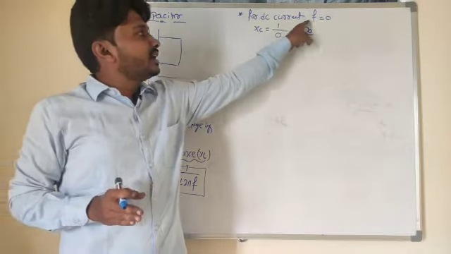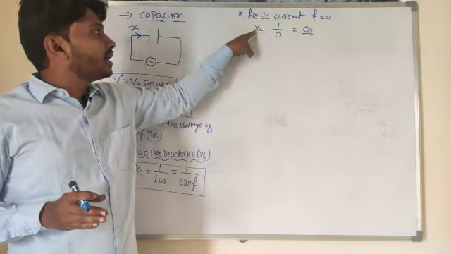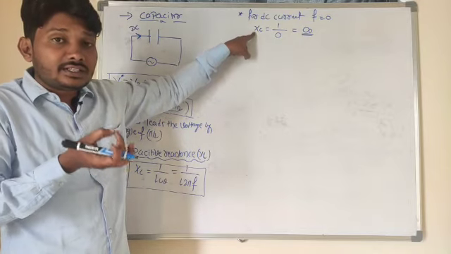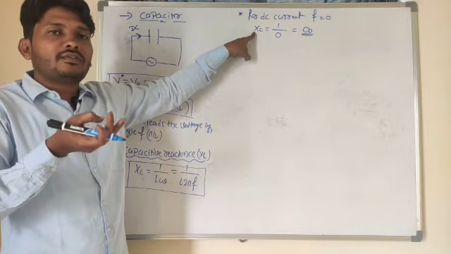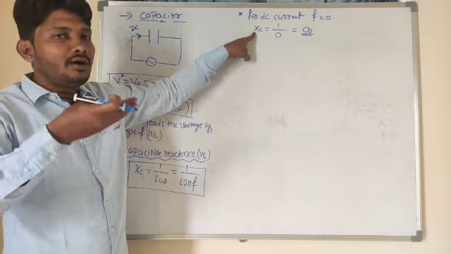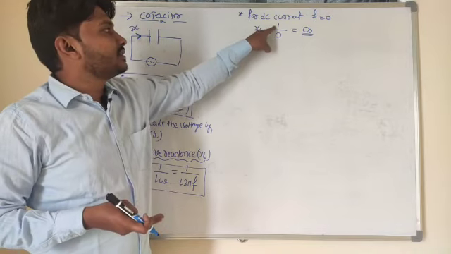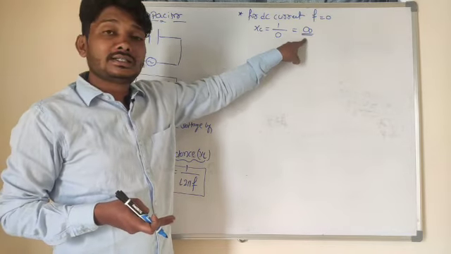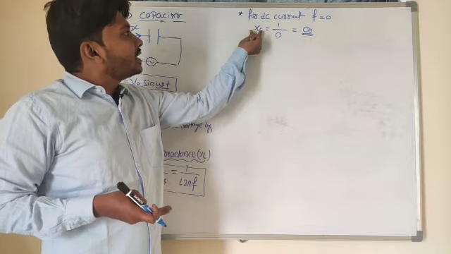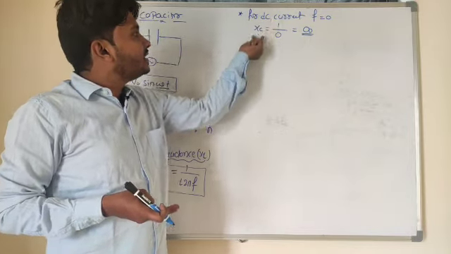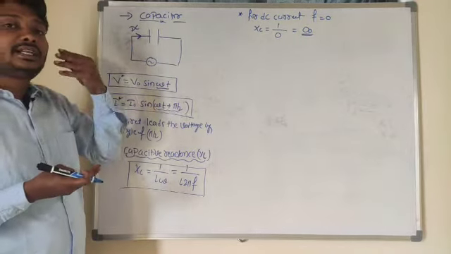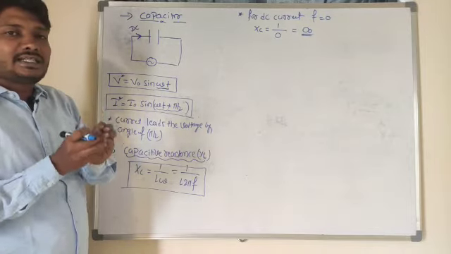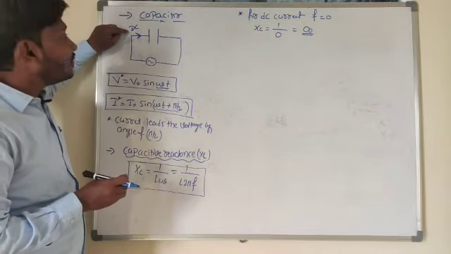So for DC current, frequency is 0, so what about the capacitive reactance? Capacitive reactance means the opposition offered by the capacitor to the flow of AC current. So X of C is equal to 1 by 0, and 1 by 0 means infinite. So the capacitive reactance for DC current is infinite. Its physical meaning is that the capacitor does not allow the flow of DC current.